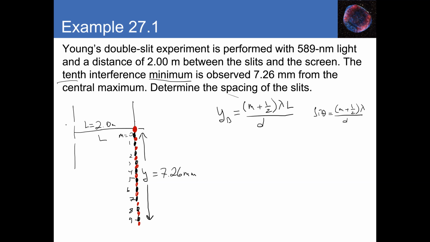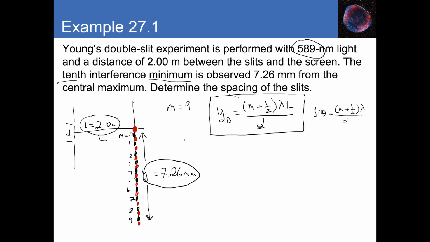Now it says determine the spacing of the slits. That means what do we want? We want this D over here. What I have here is this equation that relates all of the quantities to the distance D, which is the spacing of the slits. I am given the position of the 10th minimum and the wavelength. That order m here is 9.